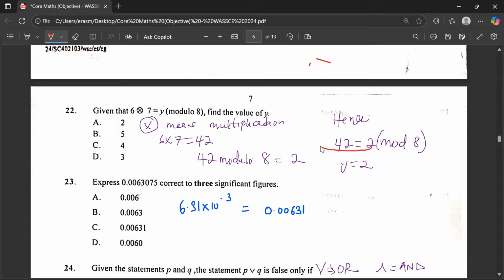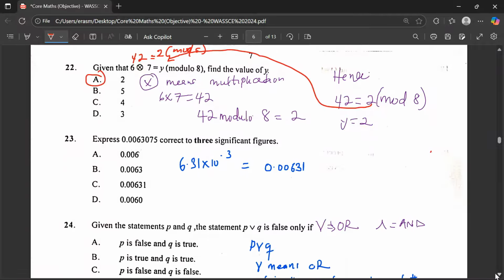And so if we are to compare with this equation, you realize that this 42 equals 2 in mod 8. So the right option is option A, as y is 2.